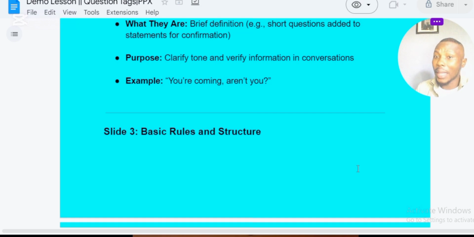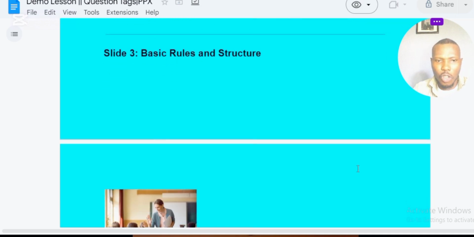Okay. You said they are short questions. I think you're right. I think you're very correct. They are short questions, meaning you are not asking the question all over again like a sentence. You are not saying, are you not coming? No, that's not what you're doing. You're just asking, aren't you? Aren't we? Can't I? That's it. So let's look at the principles, the structure.